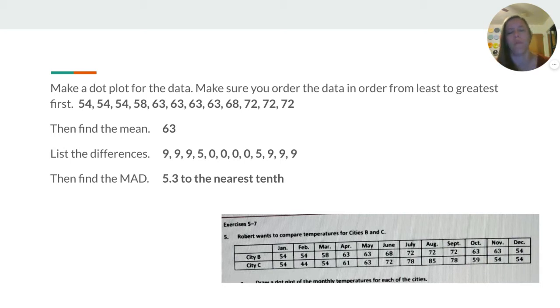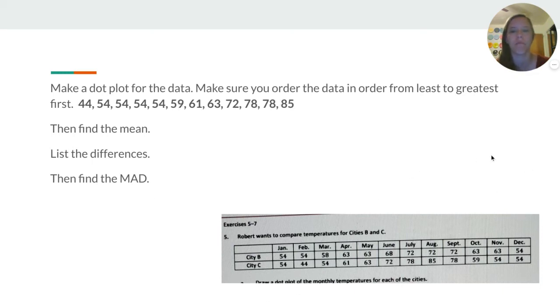So that means that we rounded to 5.3 from like 5.333, and so on. Okay, so there's that one. Now I have to do it for city C.